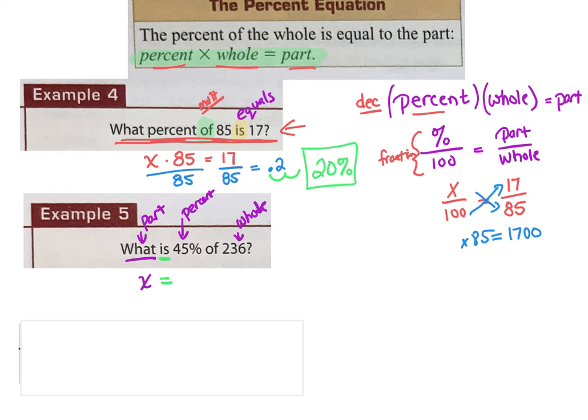And so x is always equals, all right? 45%. Remember, I cannot multiply if it's in percentage. I need to change that to decimal. What is 45% as a decimal? 0.45.